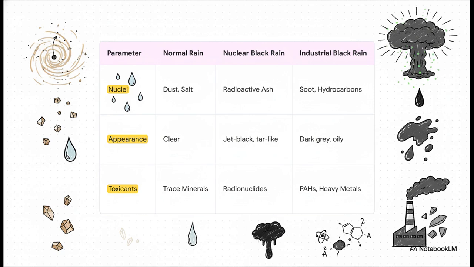See, all rain forms around a tiny nucleus, usually a speck of dust or salt. But for black rain, those nuclei are radioactive ash, or thick soot and oil from a massive fire. That's why it's physically black, oily, and sticky. It's literally carrying the disaster down to the ground with it.